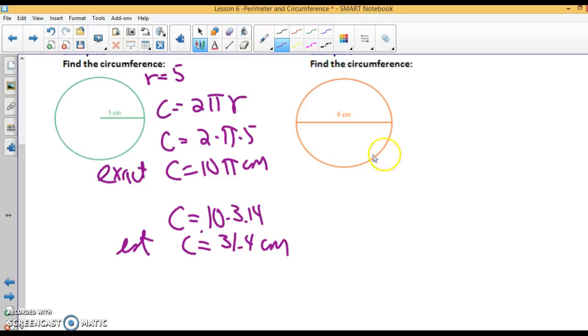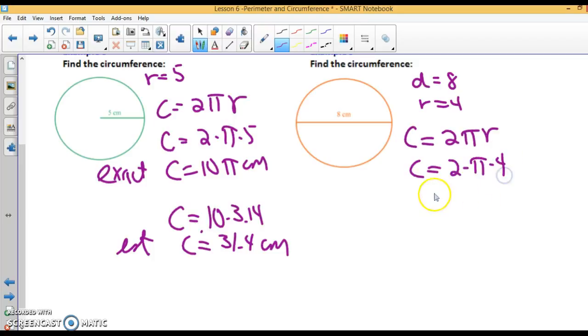This one, find the circumference. Well, they gave us the diameter is 8, so now we know the radius is 4. So, circumference, 2 pi r will be 2 times pi times 4. So, exact will be 8 pi centimeters. Exact.